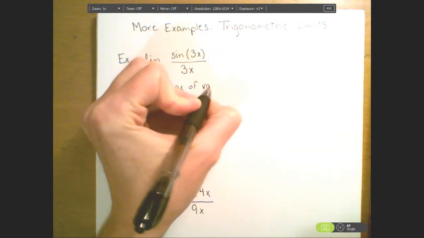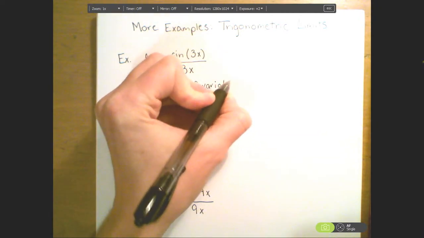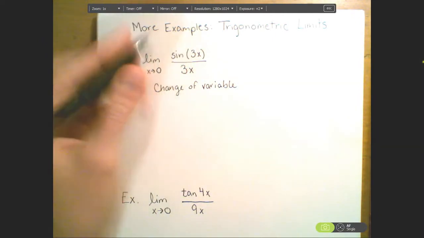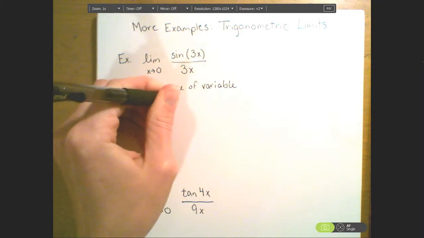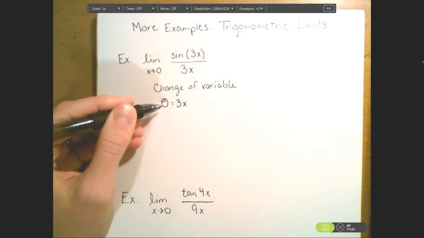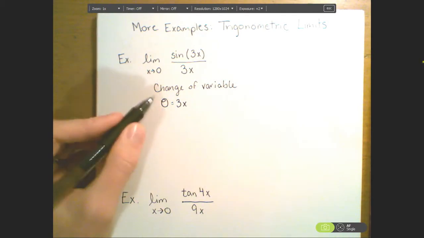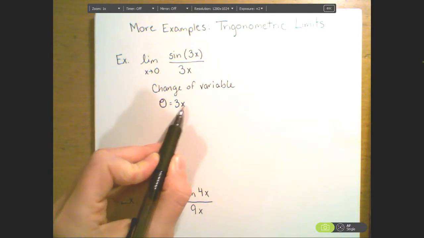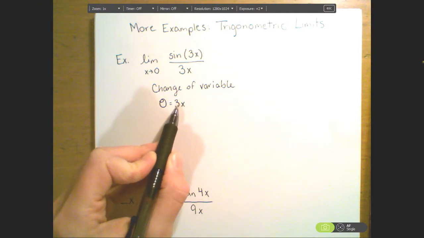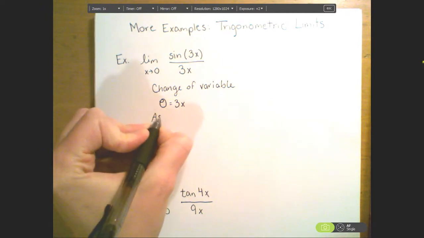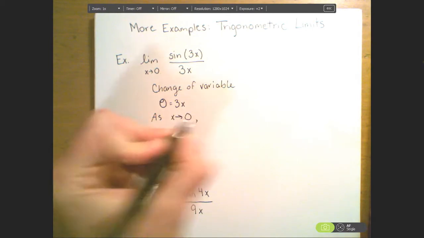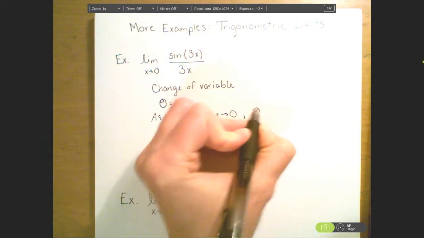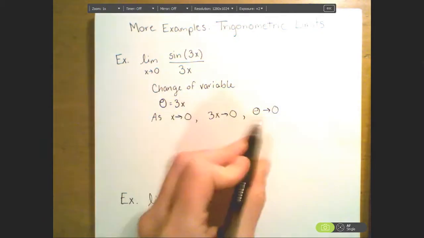And it works exactly how you want it to work. We're going to set a new variable and call that variable theta and set it equal to 3x. So set theta equal to 3x, and the name of the variable is up to you. You could call it t, you could call it s, whatever you would like. And we notice that as x goes to 0, 3x also goes to 0, right? Because 0 times 3 is 0. So that means that as x goes to 0, we also have that 3x goes to 0, and that will mean that theta is going to 0, because theta is exactly equal to 3x.